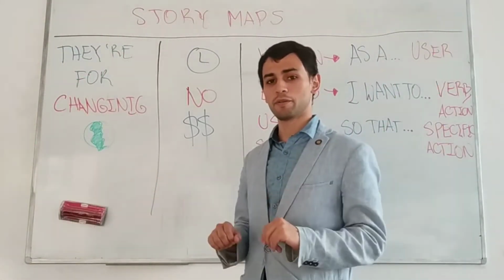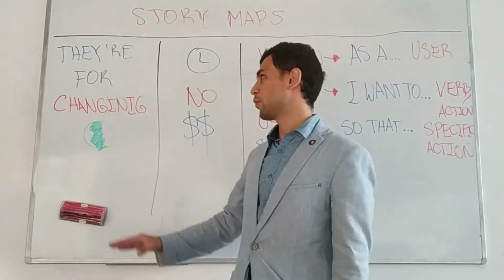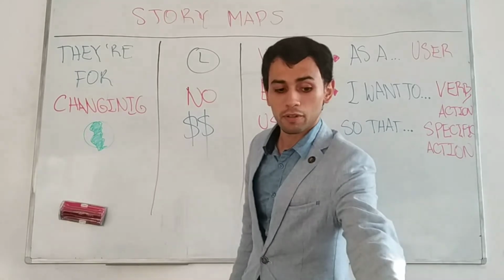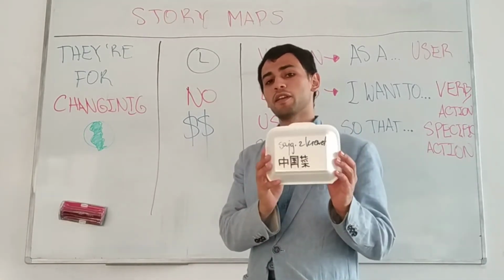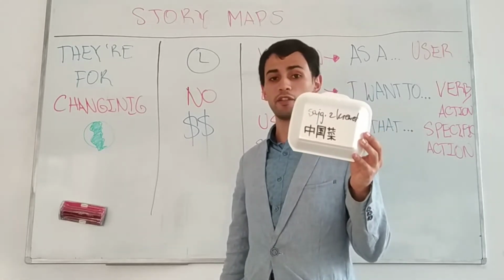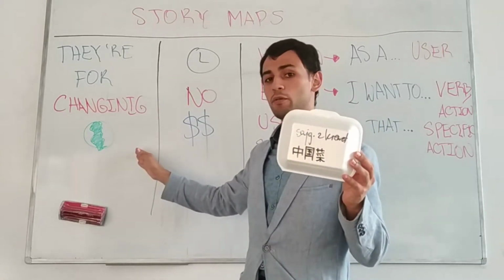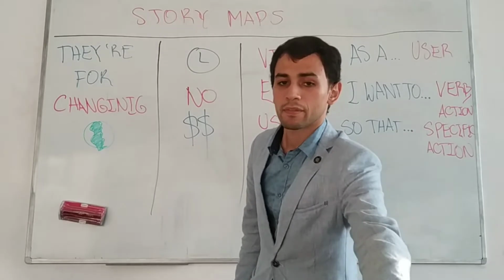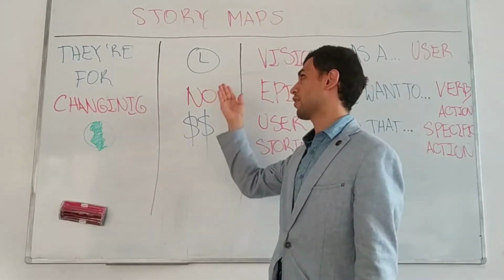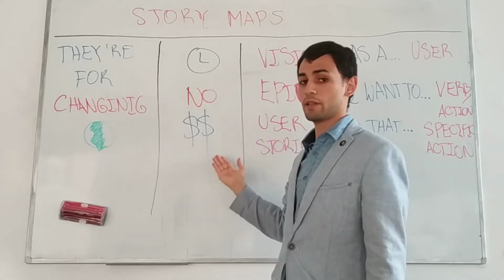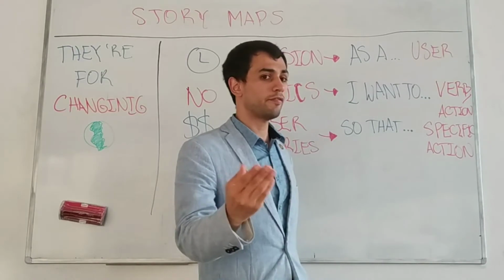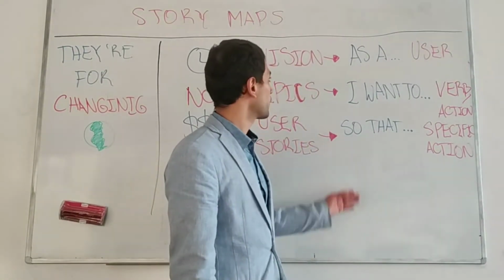Now, to conclude, first and foremost, story maps are for changing the world, and in your case, you are the hero who developed the application for delivering Chinese food. You are changing the world of someone. Second, you cannot satisfy everyone because there is not enough time and money. Keep that in mind.